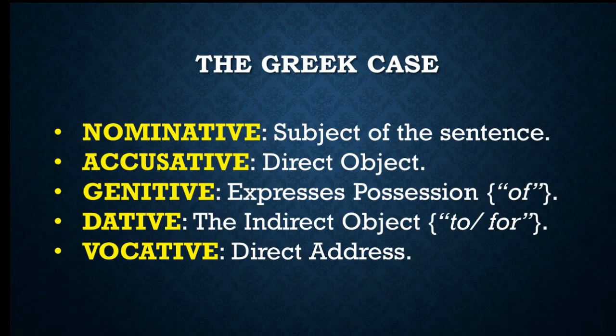So let's summarize the Greek cases. First, we have the nominative. That's the subject of the sentence. The accusative, it's the direct object. The genitive, it expresses possession. Key word of is of. The dative case shows the indirect object. Keywords for that, to or for. And finally, the vocative is the noun of direct address. So I think of the word, the title, John. It's a title or a name. Vocative.